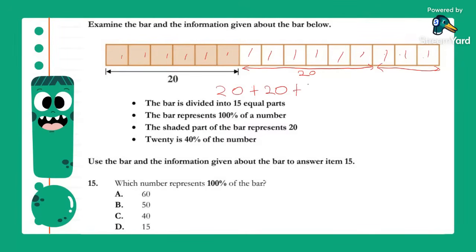Now we can add 10 more to what we have. So we first have the 20, second 20, and then 10. 20 plus 20 is equal to 40. And 40 plus 10 is equal to 50. Therefore, the whole bar is equal to 50. The number that they're asking for is 50.